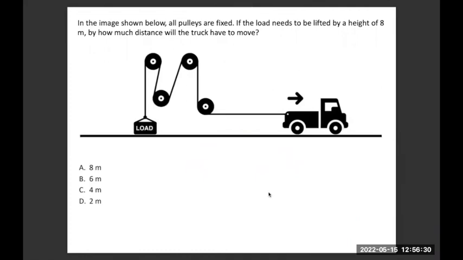Yeah. Here you are given a truck which is pulling a load, and there are a number of pulleys involved in that system. In the system, there are n number of pulleys which are part of it. What you have to suggest is, in order for the load to move up by 8 meters, how much does the truck have to move ahead? The load has to be lifted by 8 meters.